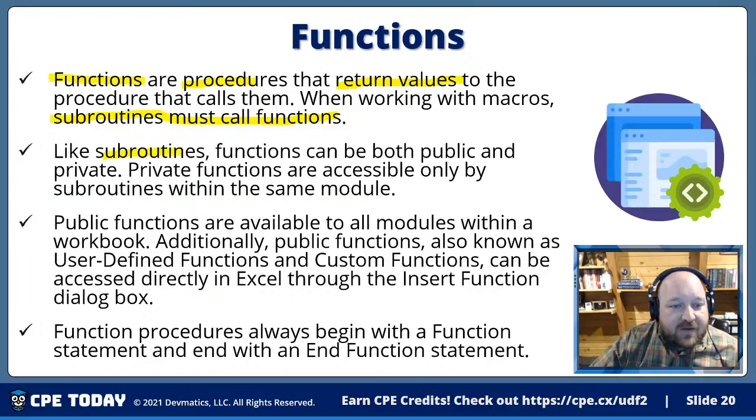Now, like subroutines, functions can be both public and private, so we can use them independent of the thing that we're creating, or we can make them private, where the private function can only be used by the subroutine that it is being written in. So it can only be used within that module. So public functions are available to all modules within a workbook, versus private functions which are only available in the module that they are written in. Now, function procedures always begin with a Function statement and end with an End Function statement as well, very similar to what we saw in the last slide with our subroutines.